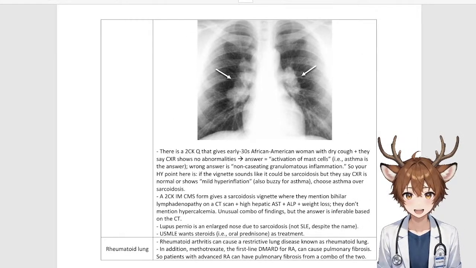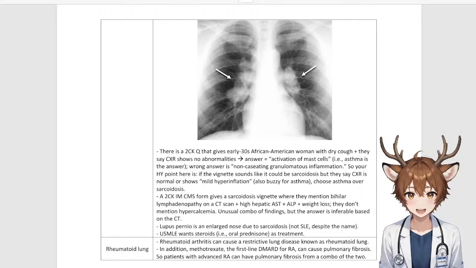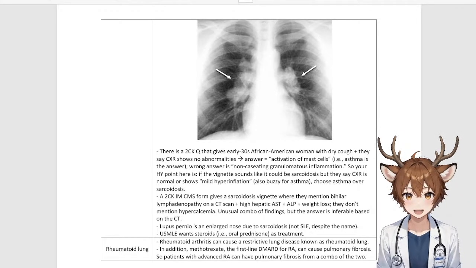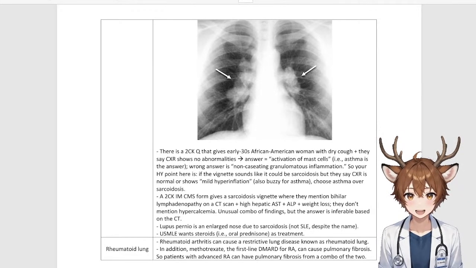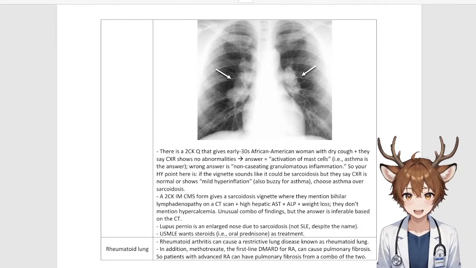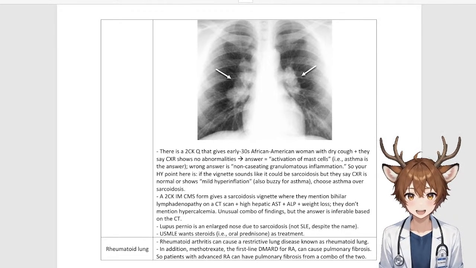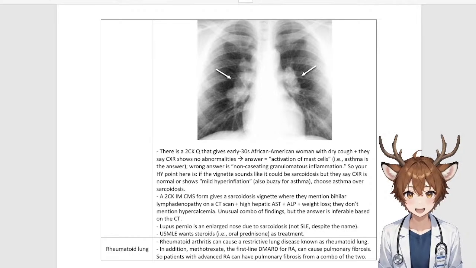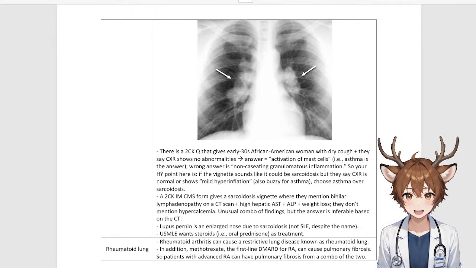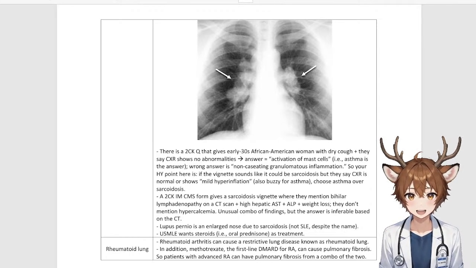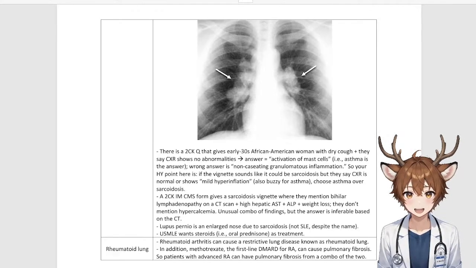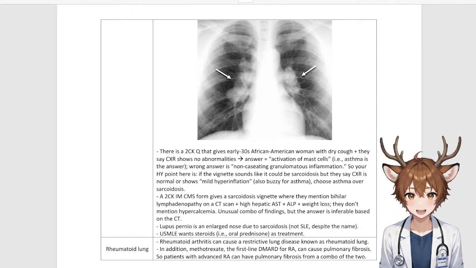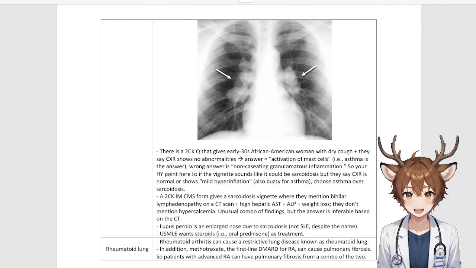There is a 2CK question which gives an early 30s African American woman with dry cough, plus they say the chest X-ray shows no abnormalities. The answer is going to be activation of mast cells. That is to say, asthma is the answer. The wrong answer is non-caseating granulomatous inflammation. So your high yield point is this. If the vignette sounds like it could be sarcoidosis, but they have a chest X-ray which is normal or shows mild hyperinflation, also buzzy for asthma, choose asthma over sarcoidosis.